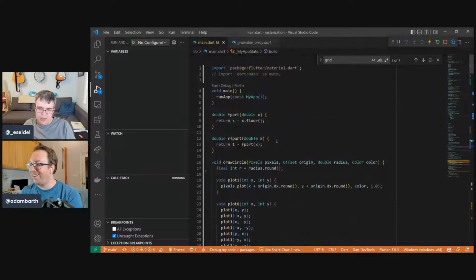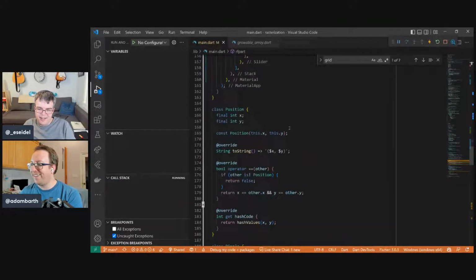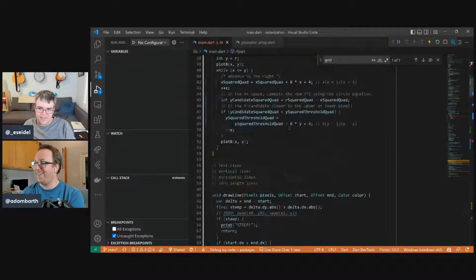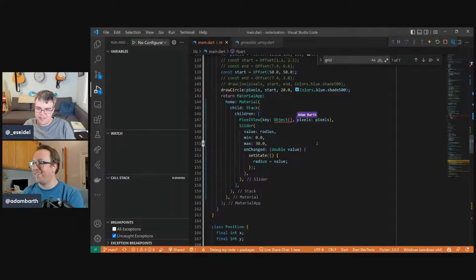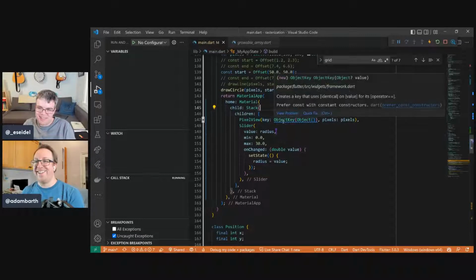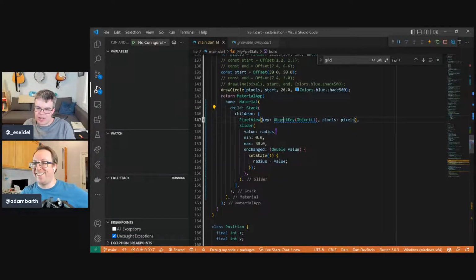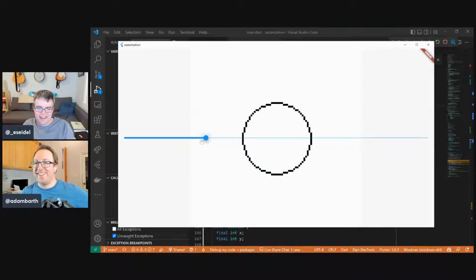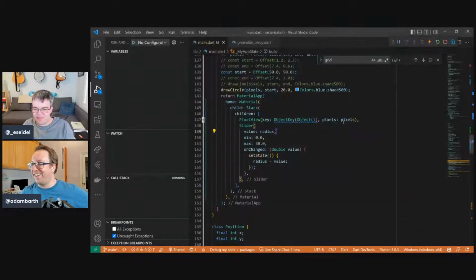Can I show you my favorite hack? Sure. Oh, there's so much. This is just gonna give it a new key every frame. Be like, you're different. Okay. Global key. Maybe. Object key. Object. Take that. I like it. What is it complaining about? Creates key. Prefer const. Oh no, don't const it. That'll mess it up. No. Okay, that was not actually the problem.